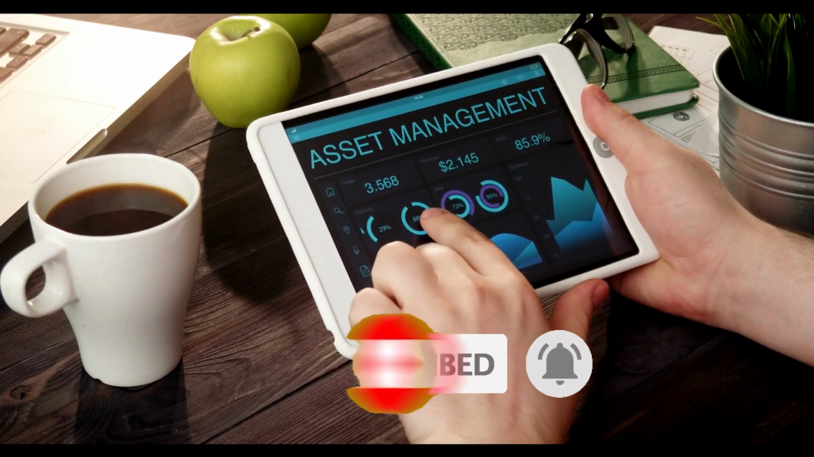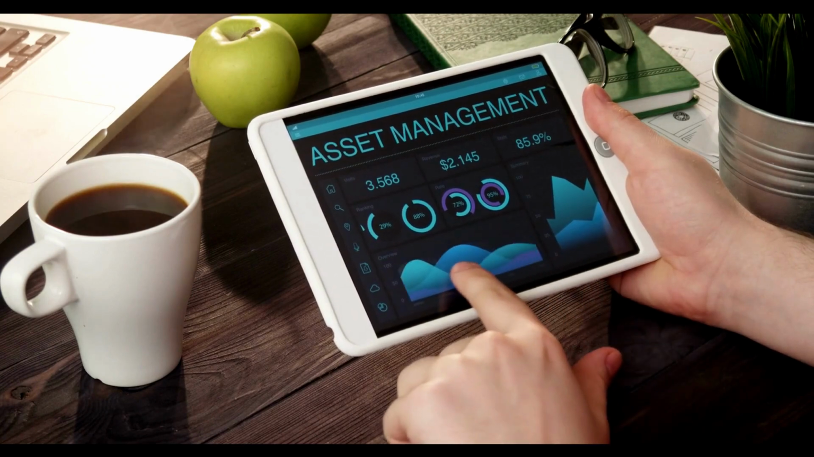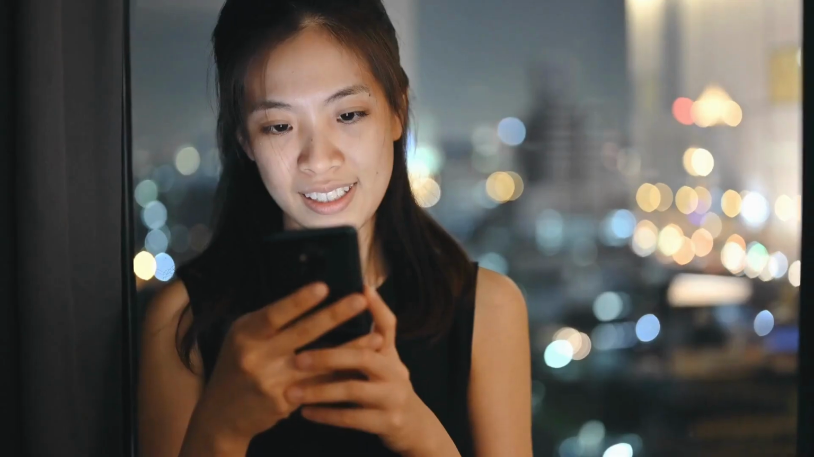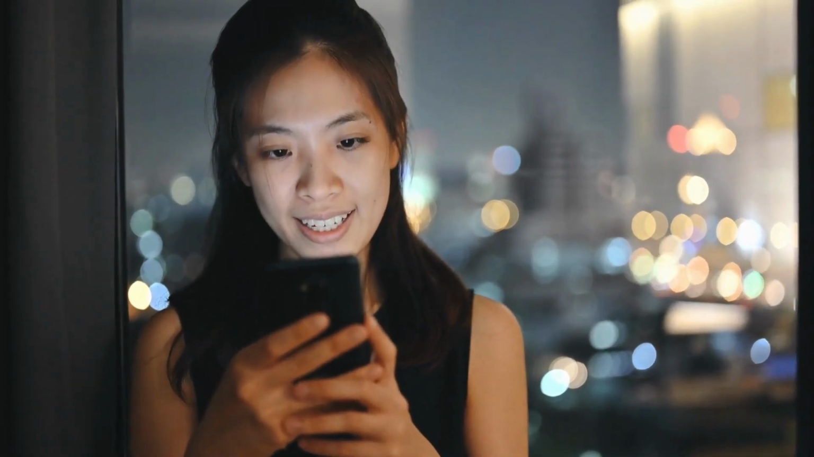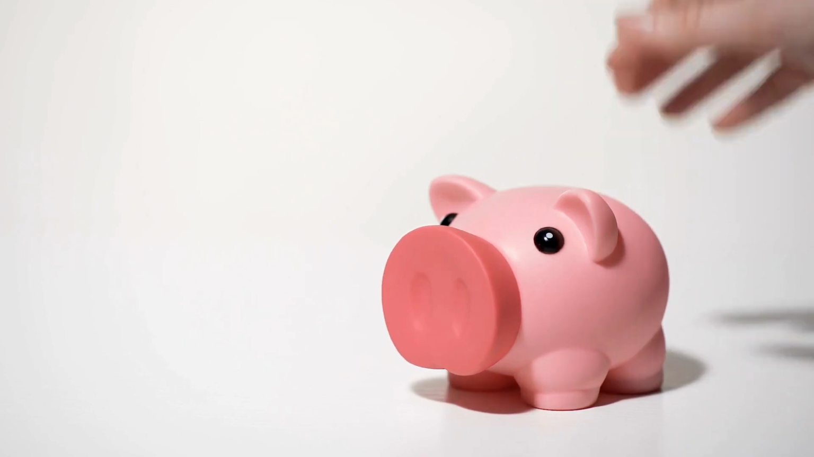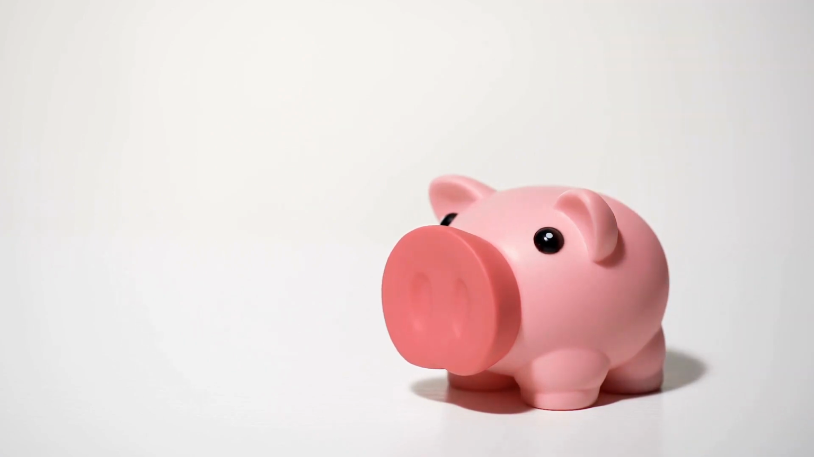So, let's get started with the most important question. What are assets and liabilities? To put it simply, the difference between assets and liabilities is fundamental. Assets are things that put money in your pocket, while liabilities are things that take money out of your pocket.